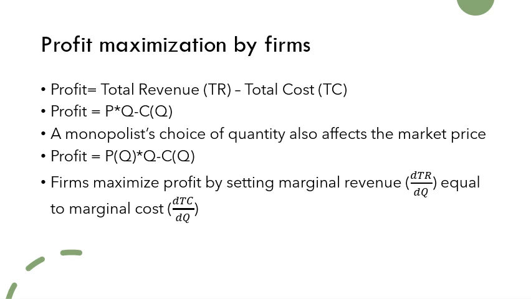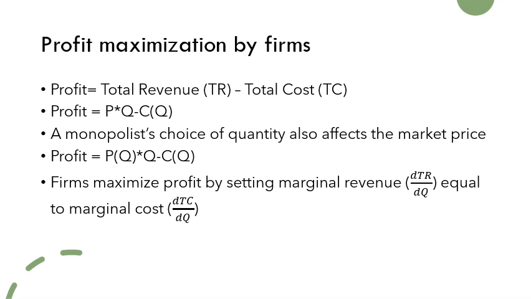A monopolist's choice of quantity also affects the market price. So we need to then adjust the P times Q, the total revenue, to consider a monopolist market. So what we're doing is we're making price a function of quantity. That's where we get the Q in parentheses.